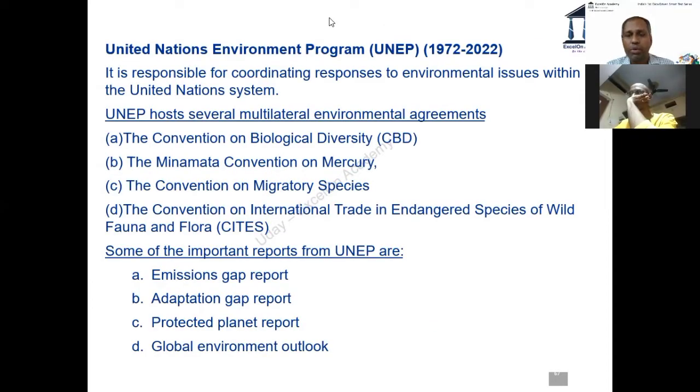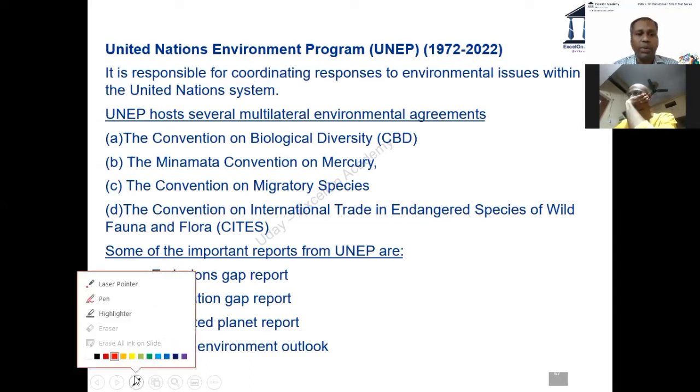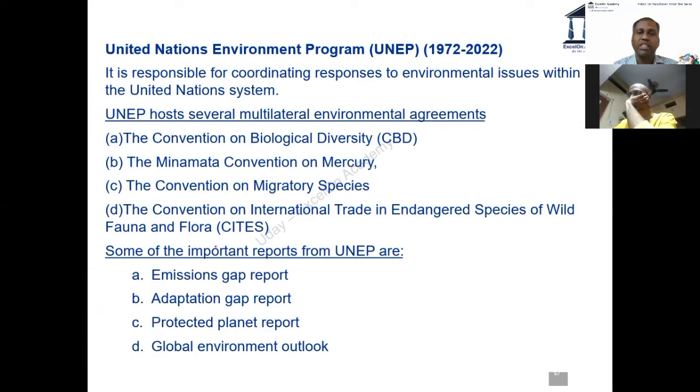United Nations Environment Program, as the year says, it's 50 years since it has been established. And needless to say, it is the single organization, the most important organization, responsible for coordinating responses to environmental issues within the United Nations. So anything where United Nations gets involved on environment, it is invariably through UNEP. That's the first point that you need to remember.